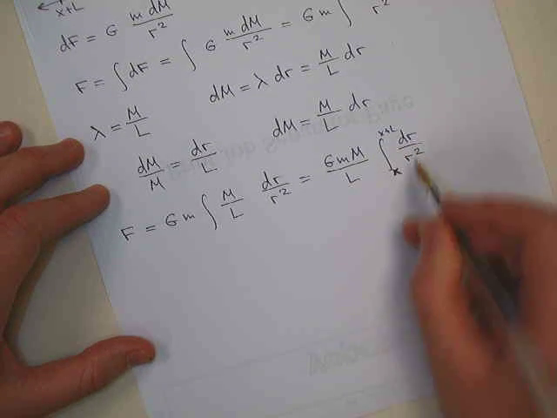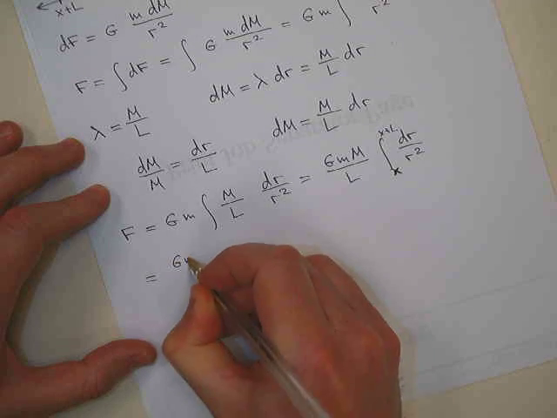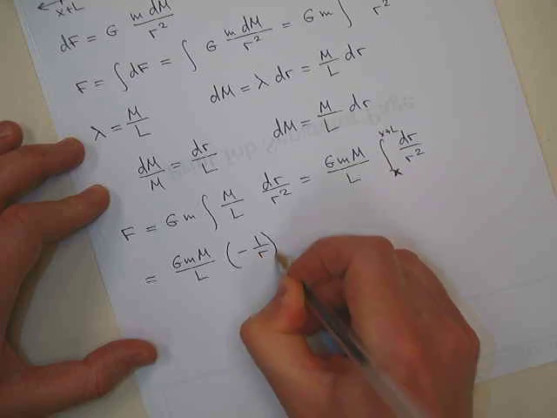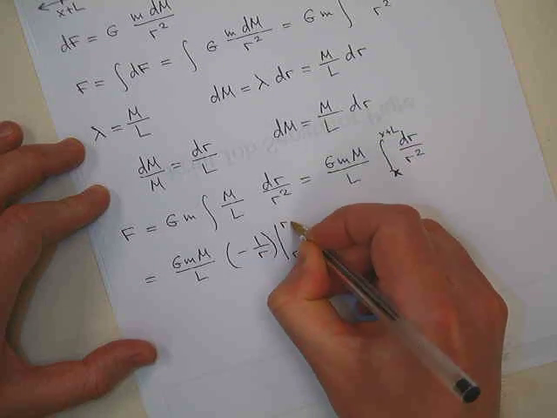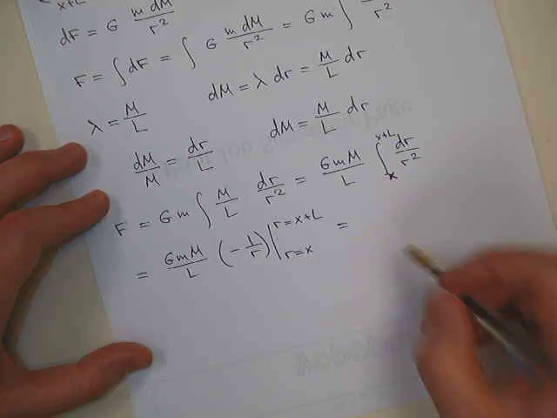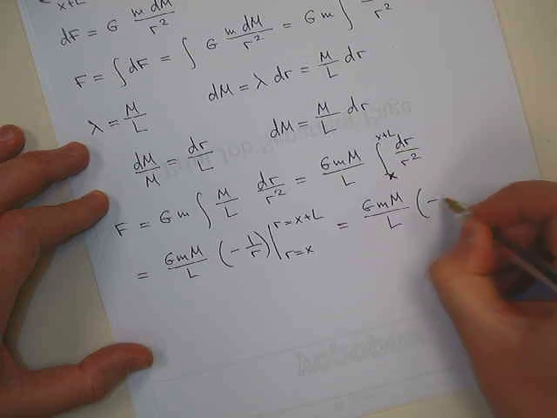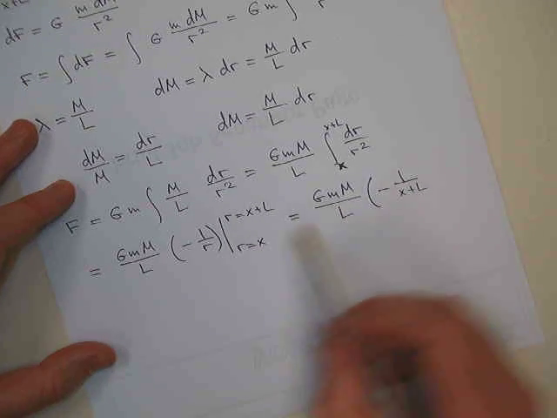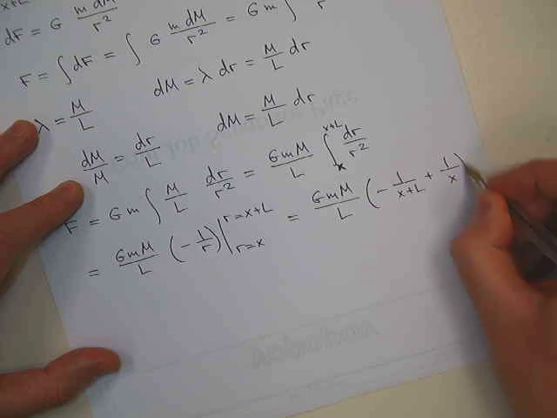The integral of 1 over r squared is minus 1 over r, so it's G m M over L times minus 1 over r, taken between r equal x and r equal x plus L. Let's now plug these values in. G m M over L times minus 1 over x plus L at the upper limit, minus minus, which is plus 1 over x at the lower limit.